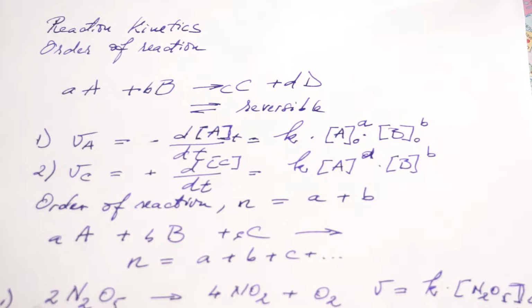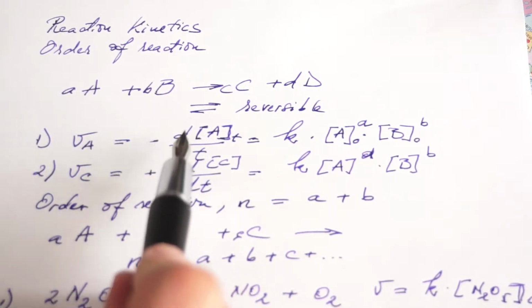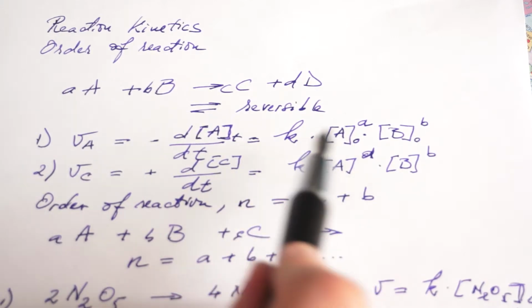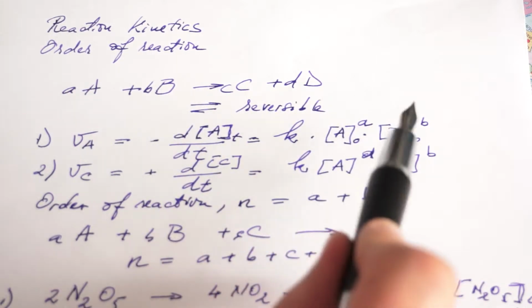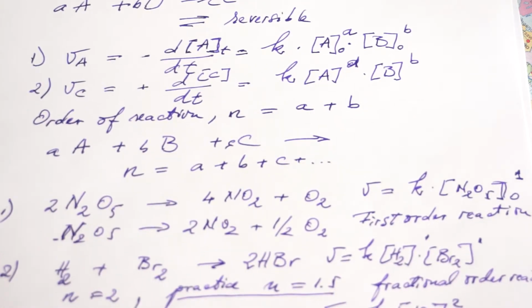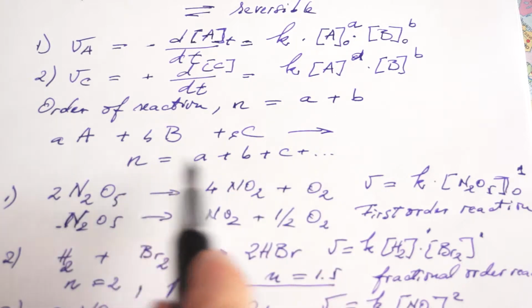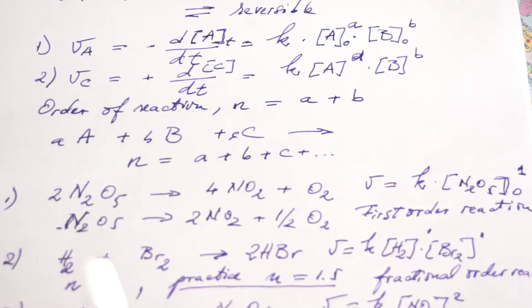Last time we discussed reaction kinetics and the order of a reaction. I said that the speed of reaction is given by this differential term here, and it's equal to a constant times the concentration of reactants to the power of their stoichiometric coefficients. We also said that the order of reaction is the sum of the stoichiometric coefficients, in the most general form.